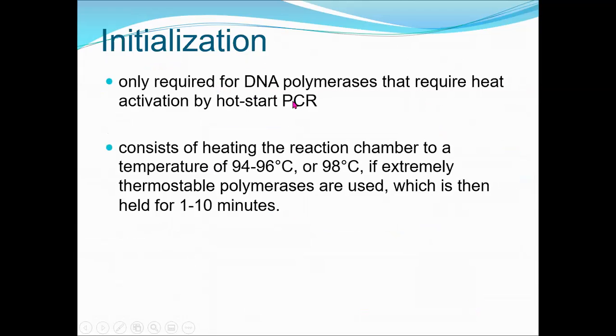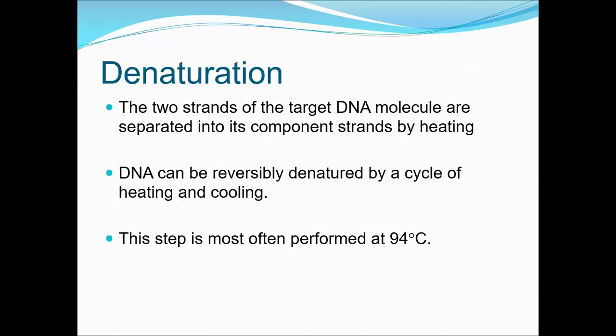Initialization is only required for polymerases that require heat activation. Remember I told you about the chemically modified or antibody modified polymerases. In that case, you need the initialization. It consists of 94 to 96 degrees, or 98 degrees if it is an extremely thermostable polymerase, for 1 to 10 minutes. Then comes the actual denaturation at 94 degrees Celsius.